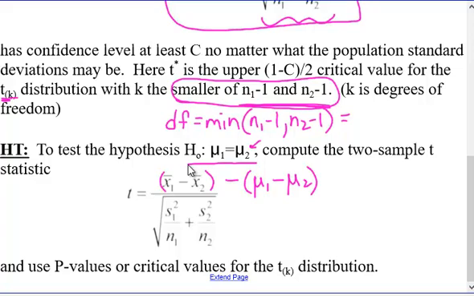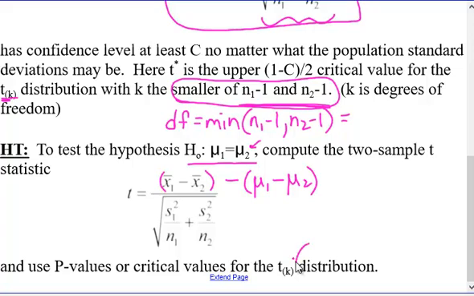And then your standard error at the bottom. Okay? So again, I have a tendency not to put the mu 1 minus mu 2 because it tends to be 0 most of the time, but it doesn't hurt to make a note of that. And use p-values or critical values for the T_k distribution. So after that, then you look everything up.